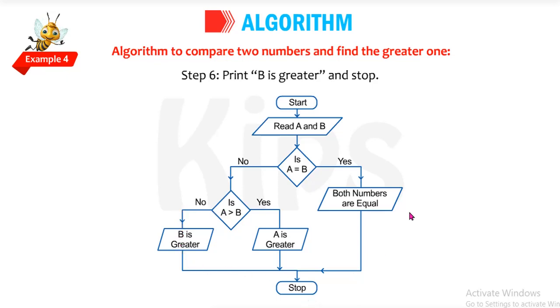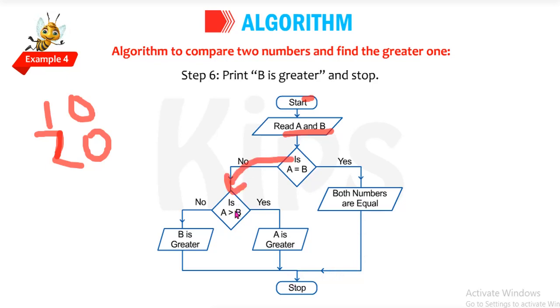I am briefing algorithm and flowchart. First one, start, input two numbers A and B. A is 10, B is 20. Now, is A equal to B? No. If it is yes, you print out and go to stop. If it is no, again a decision: is A greater than B? Is 10 greater than 20? If it is yes, print this one and stop. If it is no, B is greater. And what is the answer now? Yes, stop it. So like that, we can write algorithm and flowchart very easily.